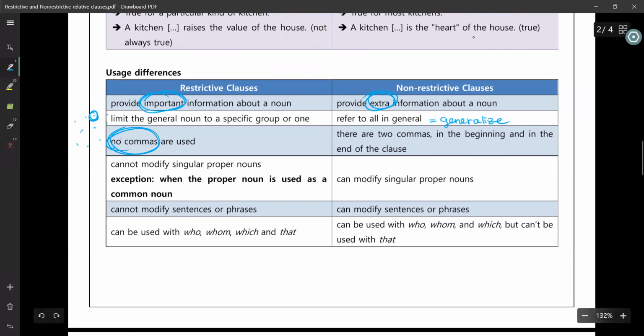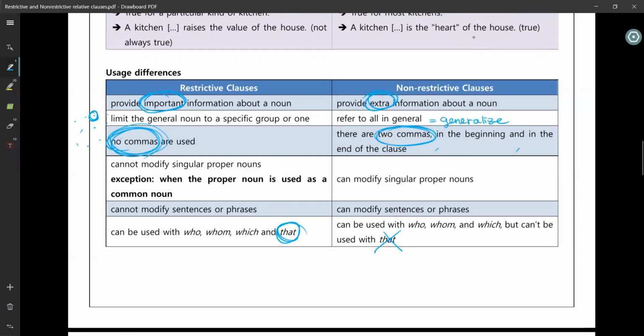No commas are used, and you can use that. But in non-restrictive clauses, you must have 2 commas here and there. And with commas, you can't use that. No. Okay? Restrictive clauses cannot modify singular proper nouns.